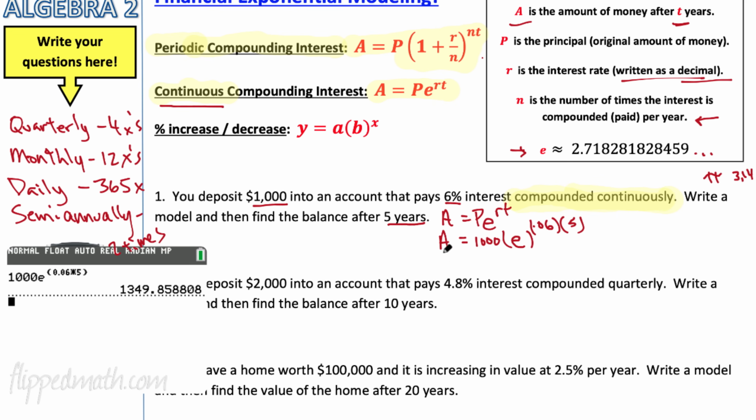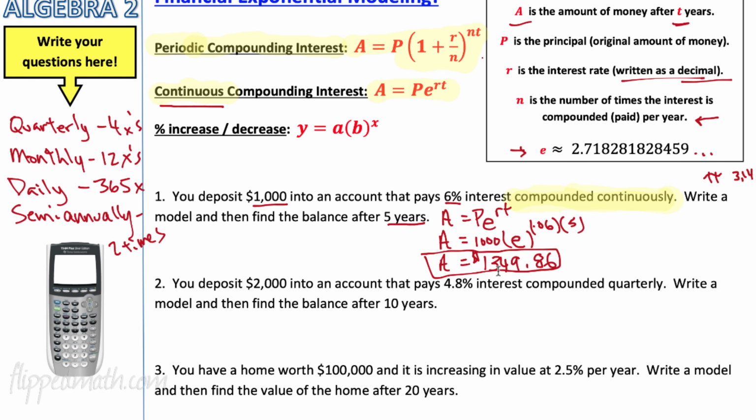Total amount is $1,349.86. Mr. Bean will come back and check for that extra penny if you don't round properly. That is the answer to this problem. Does it make sense? We should always do a does it make sense test. If you invest $1,000, does it make sense that after 5 years you have $1,300 if they're paying you interest? That does sound reasonable. Okay, it's in the ballpark, so I'm going to be okay with that one.